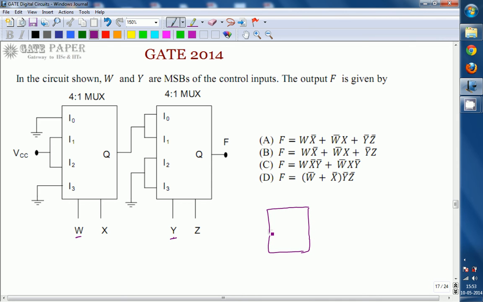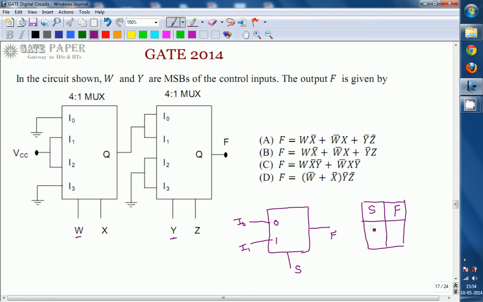Let us assume this is a 2 to 1 multiplexer, which has 2 inputs, 1 control line and 1 output. The output is F, the inputs are I0 and I1, and this is the select line S, which can be 0 or 1. The truth table is such that, depending on the S value, F will choose the inputs.